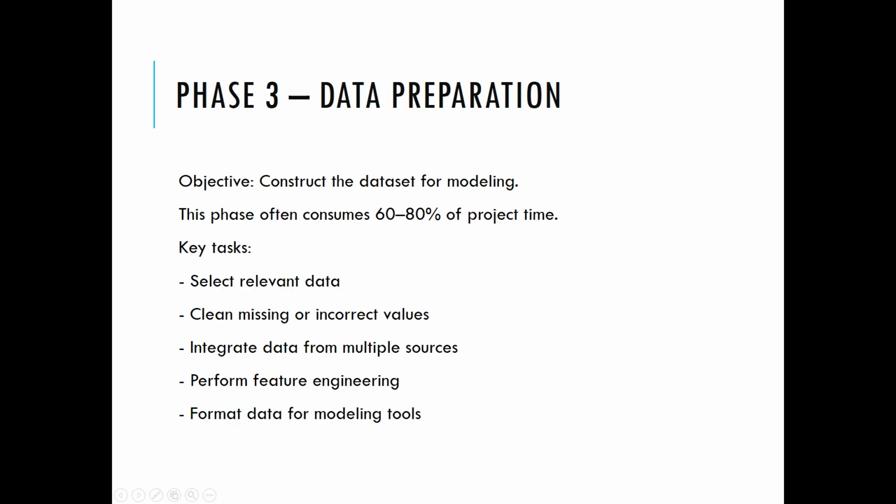First, we select the data. Just because you collected it doesn't mean you need it all. You might decide to drop columns that are irrelevant or have too many missing values. Then, we clean the data. This means handling those missing values we found earlier. Sometimes you fill them in with an average. Sometimes you delete the rows.